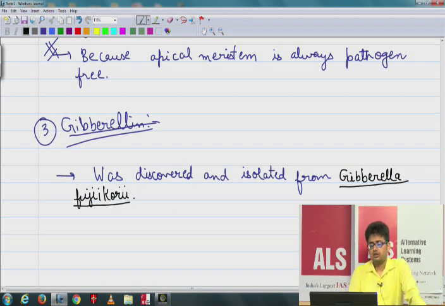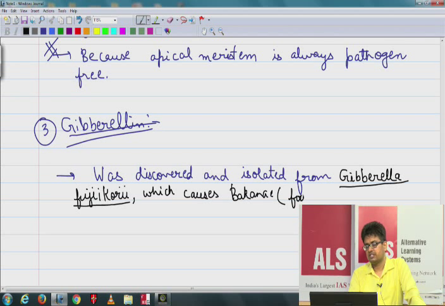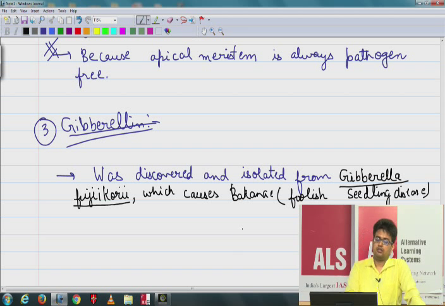Okay, which causes Bakanae disease. Bakanae is a Japanese term. Bakanae disease, foolish seedling disease. Now, because it was discovered from Gibberella, it was called gibberellin.